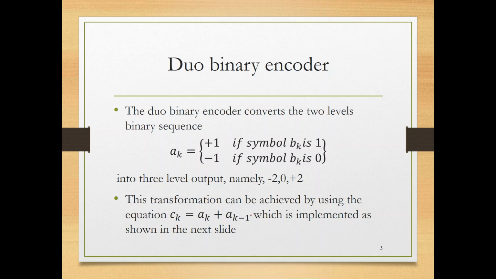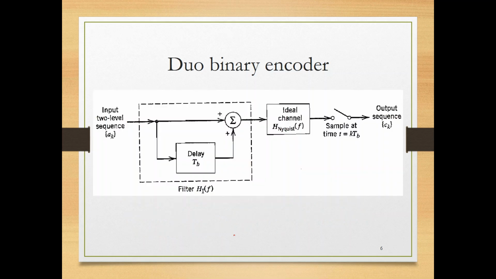How do you get that? By using this equation. This transformation can be achieved by using this formula. This formula says that the new symbol in the dual binary signaling sequence is CK, which is equal to AK, the current pulse amplitude symbol, plus the previous adjacent symbol. They produce this CK, which is implemented as shown in the next slide.